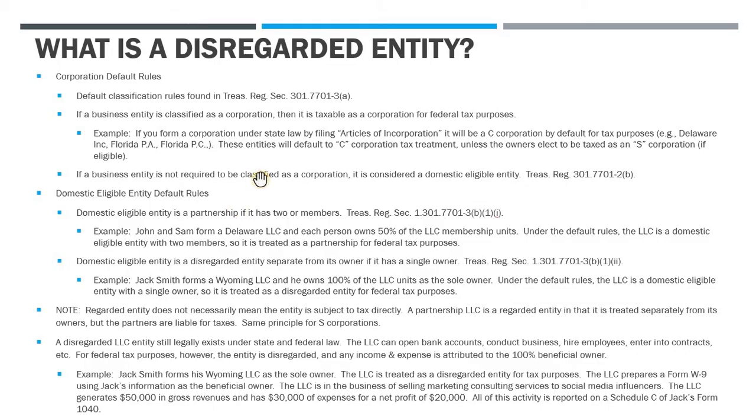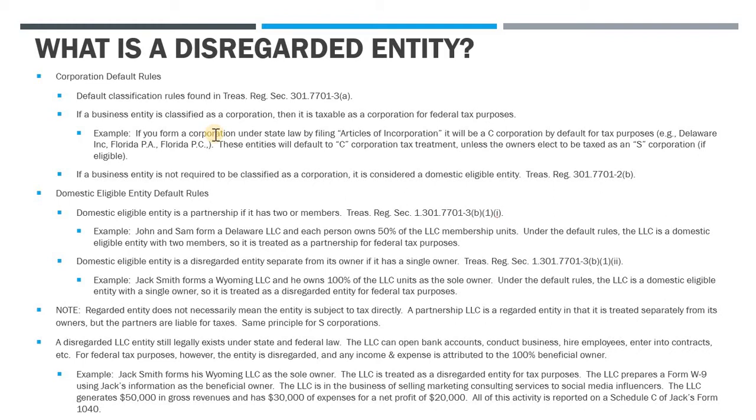So if I go back to the slide here, we'll just cover some of the default rules and then get into what exactly is a DRE or a disregarded entity. So the first step that we always take is we look to whether an entity is by default a corporation, right? So in the Treasury regs, we have certain default classification rules for all types of business entities. And the starting point is always whether or not an entity is a corporation first.